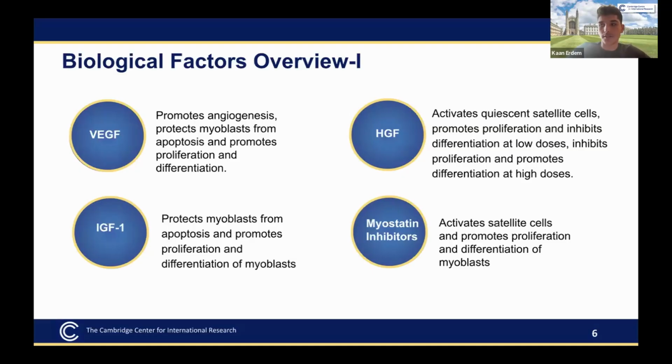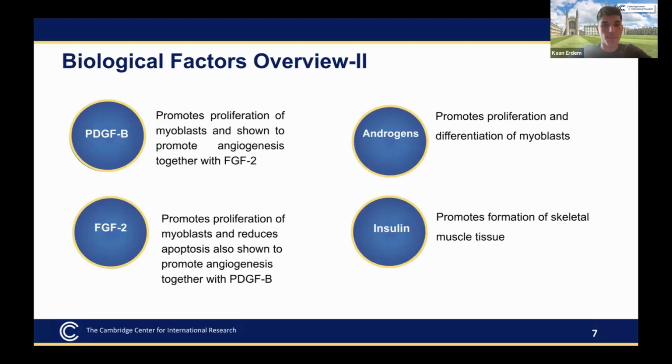Myostatin inhibitors have been shown to activate satellite cells and promote proliferation and differentiation of myoblasts. And basically what myostatin inhibitors are is that they inhibit myostatin, which actually inhibits muscle growth on its own. And some of these myostatin inhibitors that I looked into studies regarding are crypto and RK35.